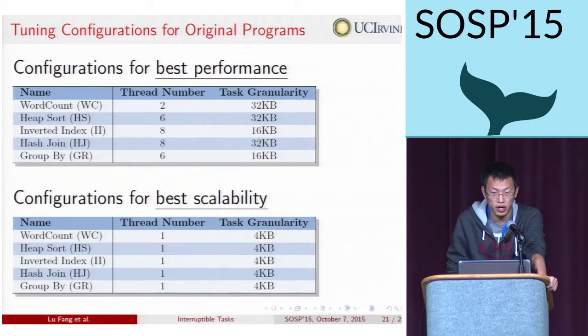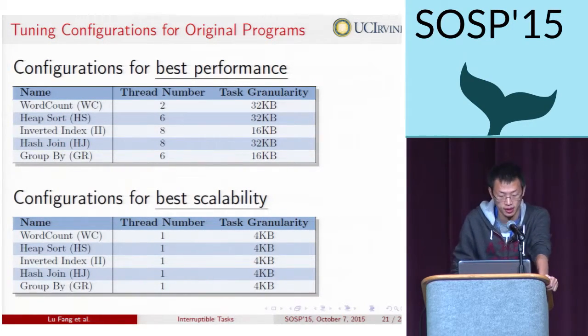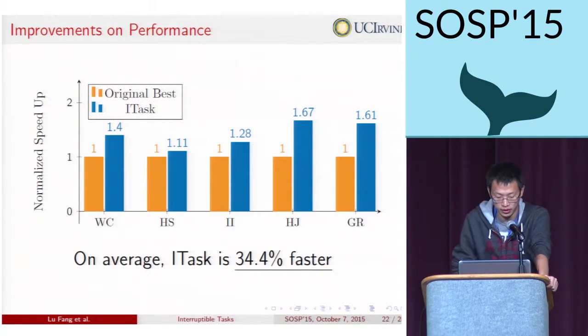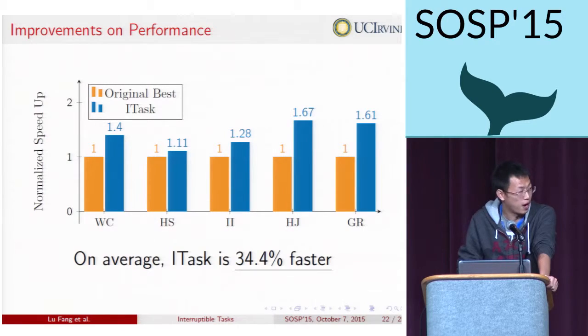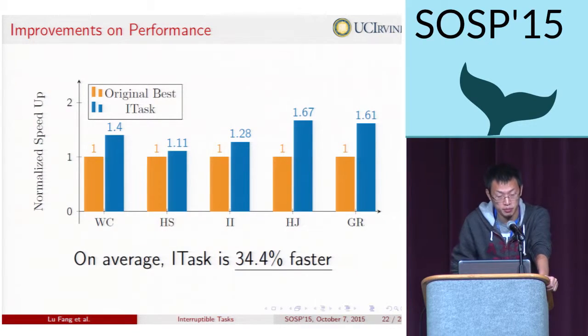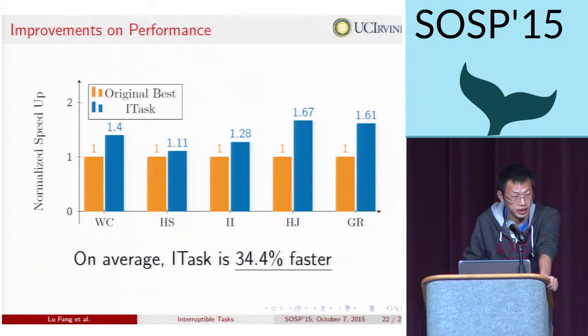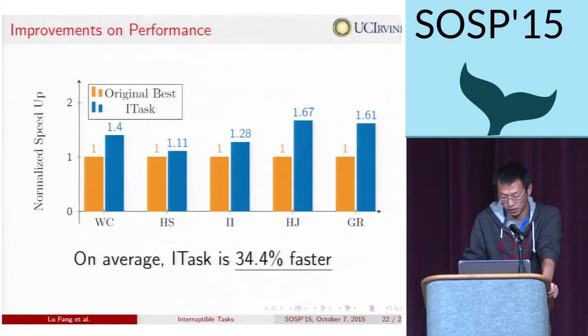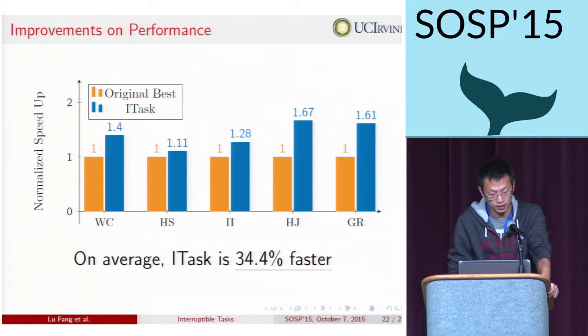To have a fair comparison, we iterate over all the configurations, and later we pick two for the original versions. One configuration is for the best performance, and one is for the best scalability. This figure shows the improvements of our itask on performance. The x-axis is the benchmark name, and the y-axis is normalized speedup. Higher is better. On average, itask is about 34% faster than the original version.